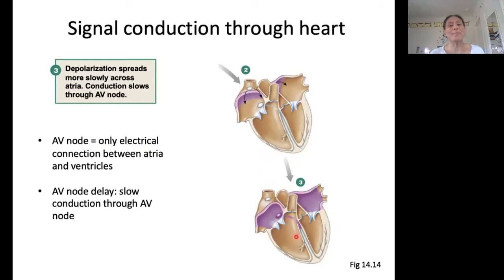Second thing I want you to know is that signal conduction through the AV node is slow. So as a result, the signal kind of gets delayed. So it goes through the atria, gets delayed a little bit before it reaches the ventricles, okay? And we call this the AV node delay, okay? I want you to take a second now and think about why it might be useful to have an AV node delay. Why would you want to delay the signal coming from the atria to the ventricles? So think about that for a few seconds.